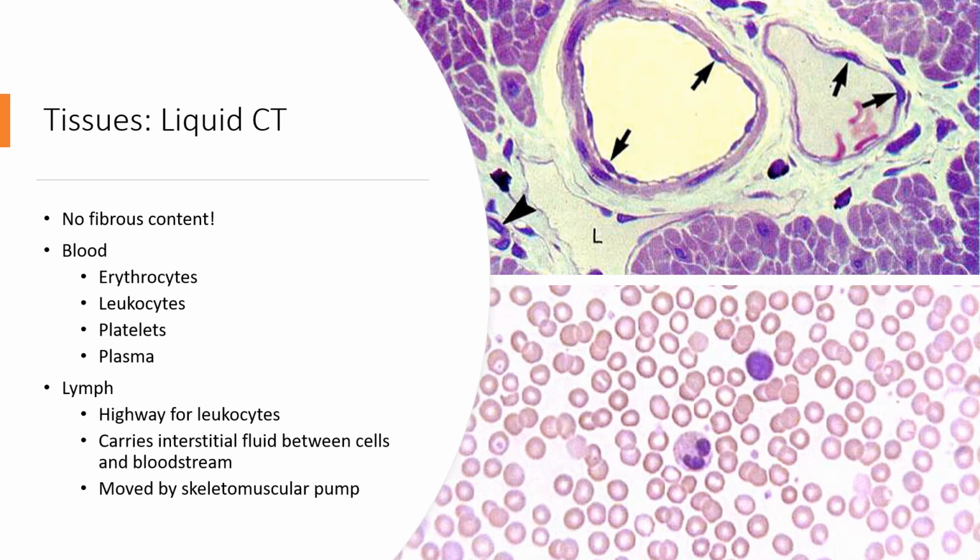Lymph is, as we mentioned before, a parallel system to your venous system, and this is a major highway for leukocytes, exclusively leukocytes, white blood cells. Your blood will house white blood cells and help them travel, but it'll do a bunch of other stuff too. The lymphatic system is just for fluid and white blood cells. It carries interstitial fluid between cells in the bloodstream, and this doesn't have its own pump. Your skeletal muscular pump, as they call it, is what helps move lymphatic fluid around your body.